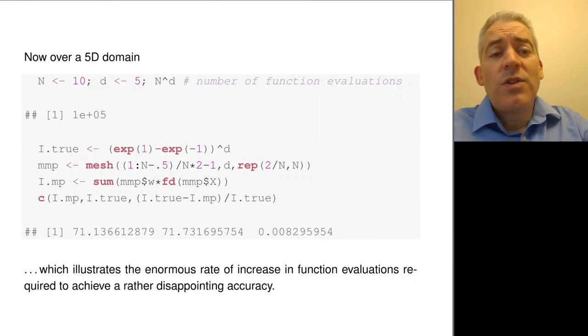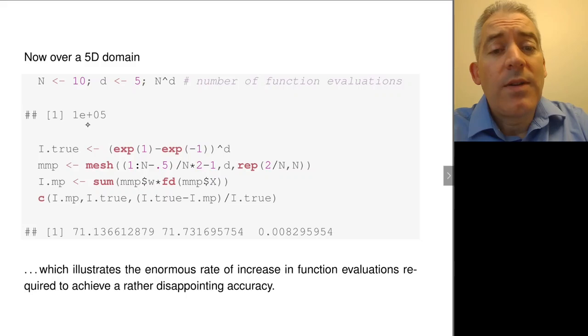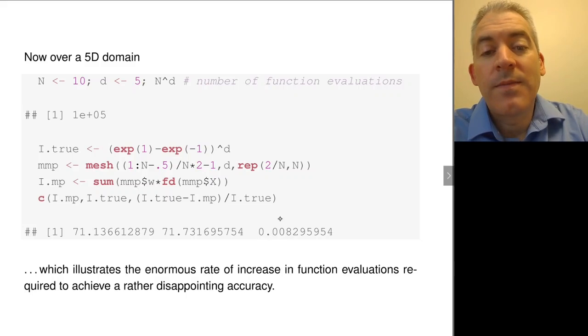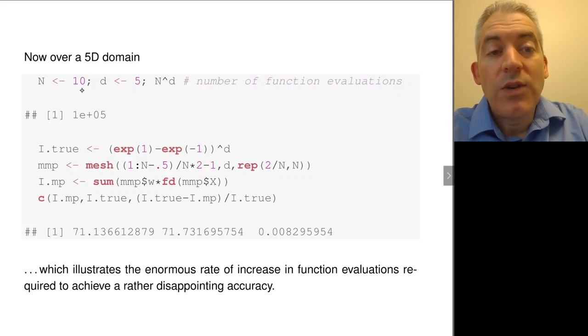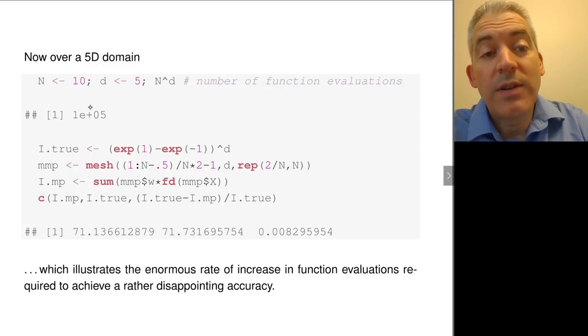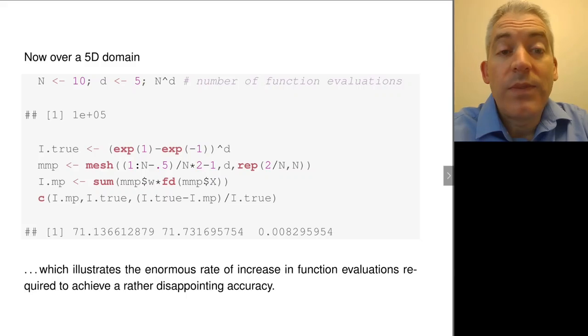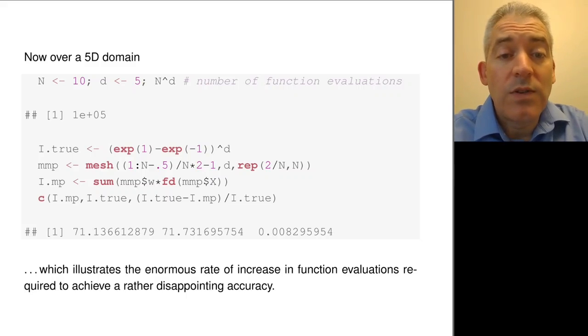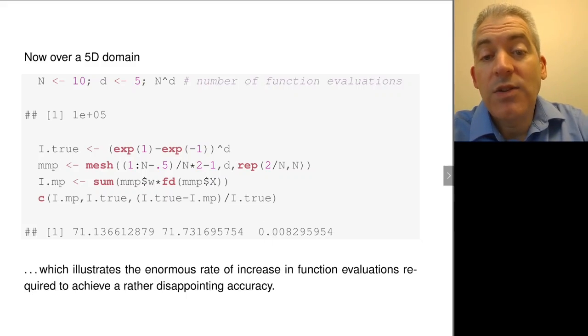But as the dimension goes up, our function evaluations go up. So to maintain a similar error, we need to maintain 10 evaluations for each dimension. And so now, for a 5-dimensional integral, we're up to 10 to the 5 function evaluations. Yeah, and so that maintains the error. So that's what you need to do.